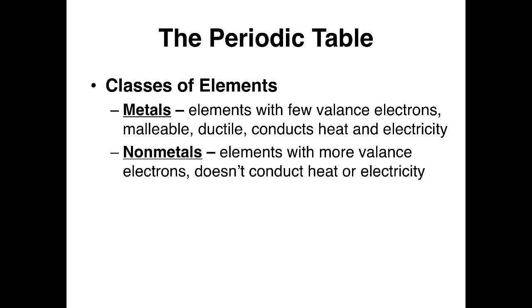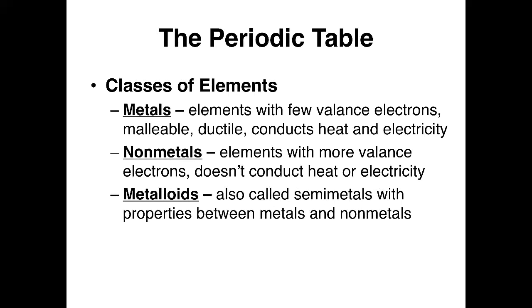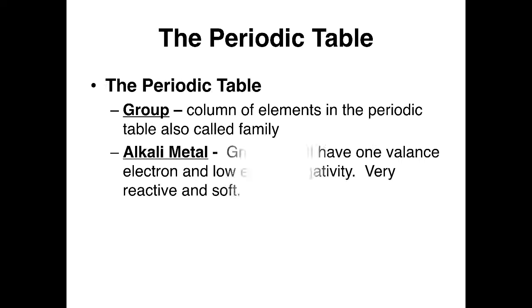Nonmetals, on the other hand, have more valence electrons, usually 5, 6, 7 valence electrons. They do not conduct heat and will not conduct electricity. Metalloids are somewhere between nonmetals and metals in terms of their properties, and they're also sometimes called semimetals.